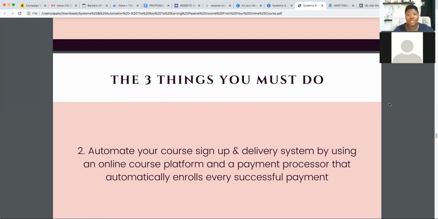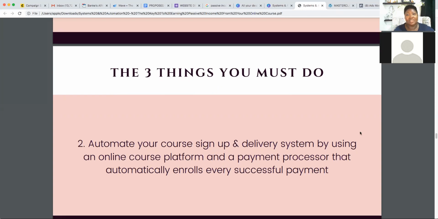And you cannot automate this process if you're still using WhatsApp, Telegram, or Facebook groups. This process cannot be automated. The only way to automate this process is to sit down and use an online course platform and a payment processor that automatically enrolls every successful payment.